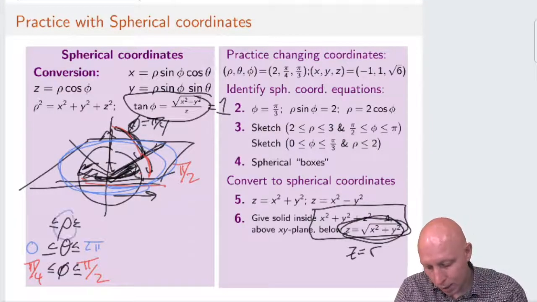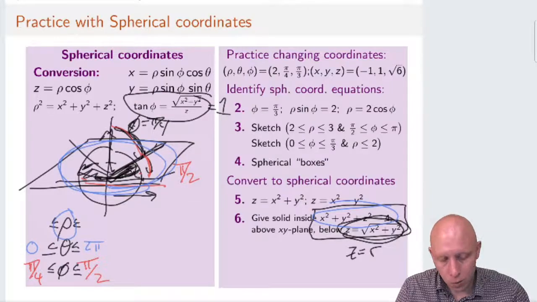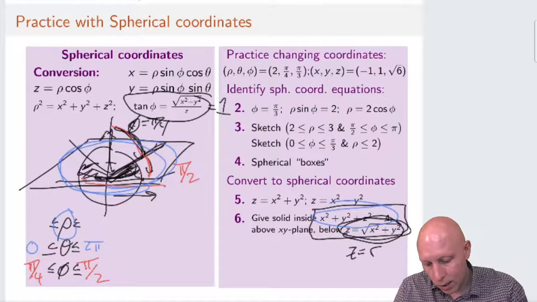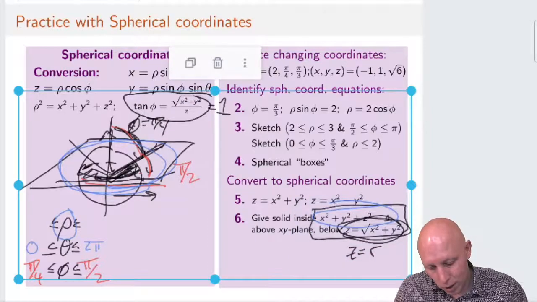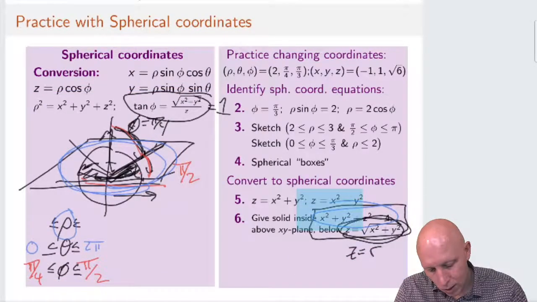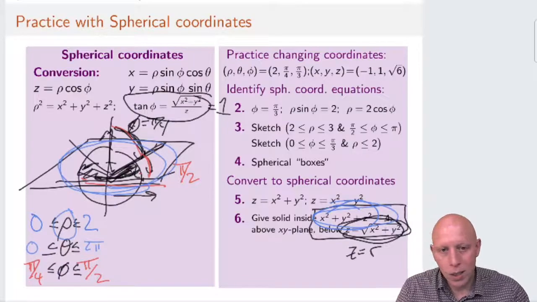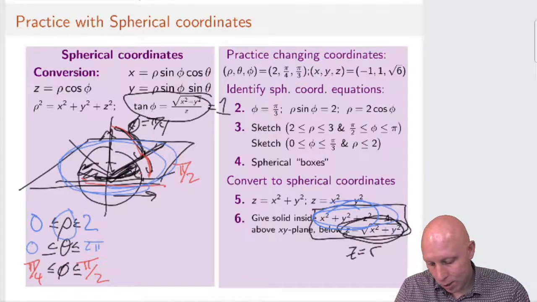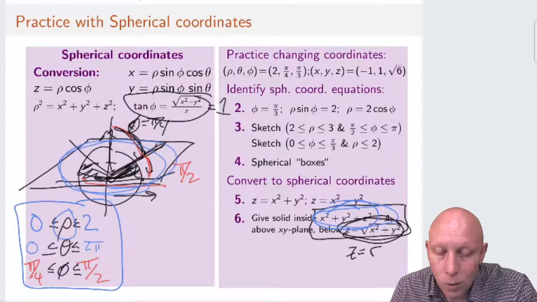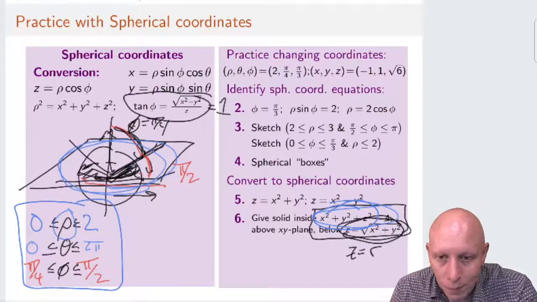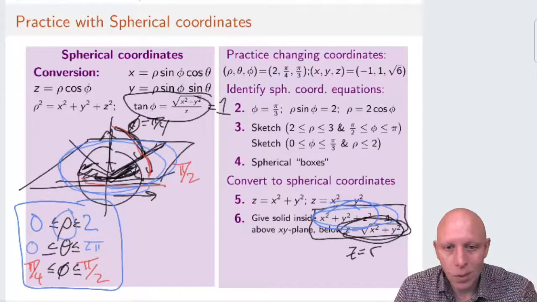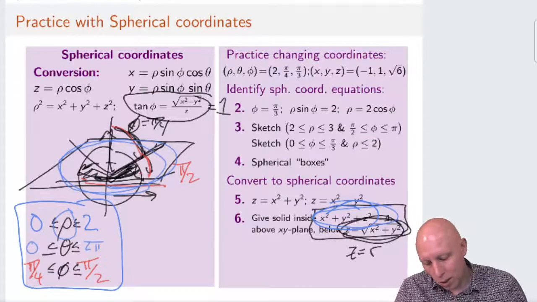And then the last part is rho. We had the solid inside x squared plus y squared equals 4, and since x squared plus y squared plus z squared is less than or equal to 4, rho is going to be between 0 and 2, because rho squared is up to 4. So these are going to be the bounds on rho, theta, and phi. So that's one way to represent this region as a spherical box.